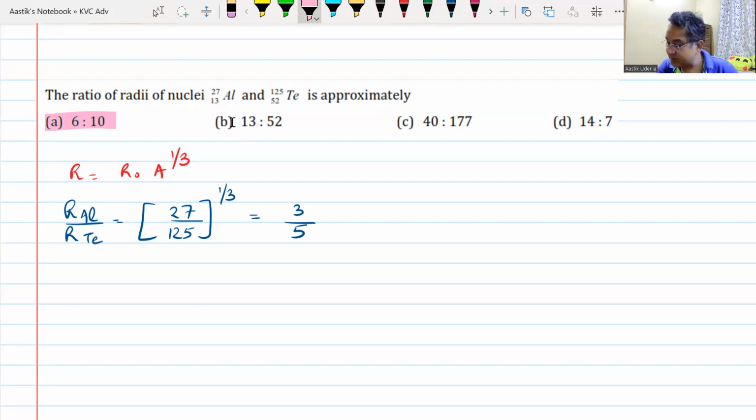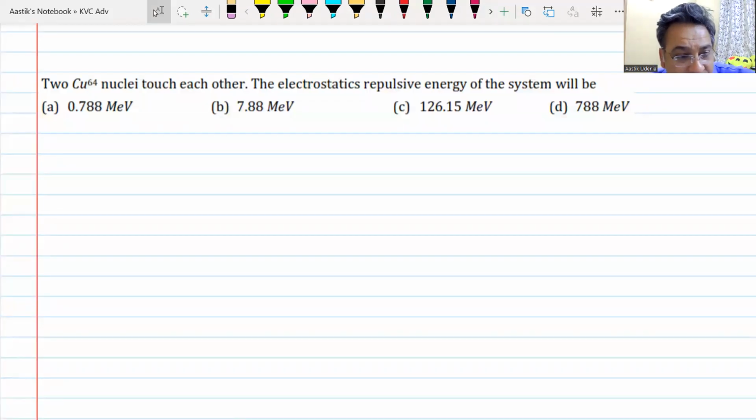This is the next question, my dear friends, and if you're lucky, the same question may appear in your exam. Two copper-64 nuclei touch each other. The electrostatic repulsive energy of the system is... Here the value of R naught is not given, my dear friends. R naught can be taken as 1.2 fermi.